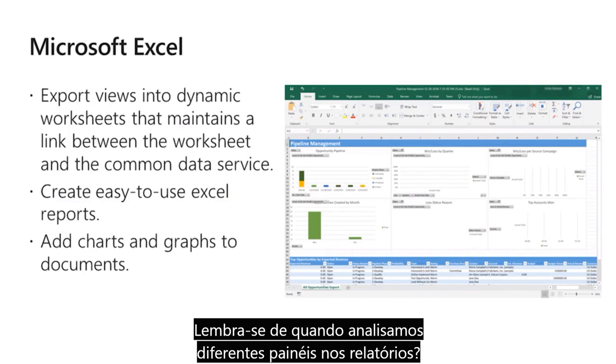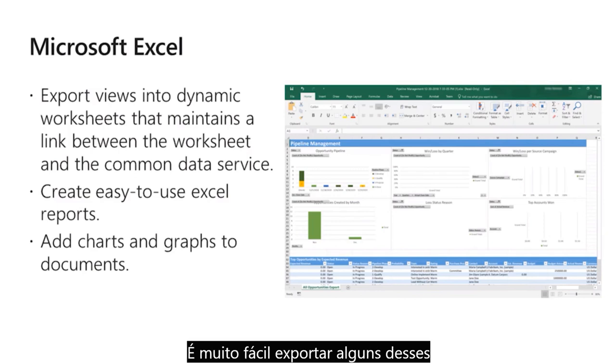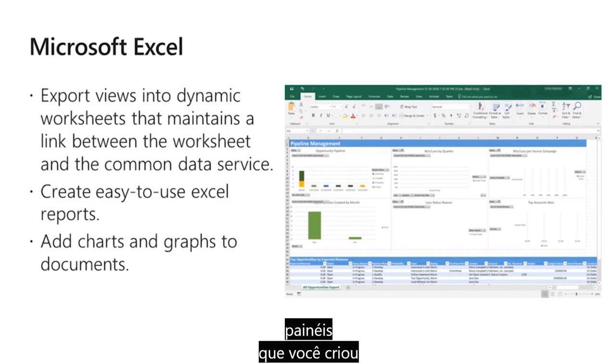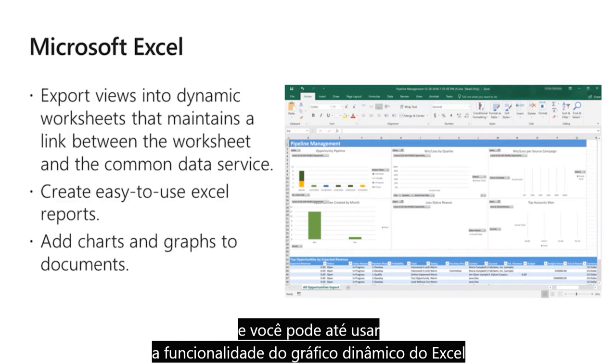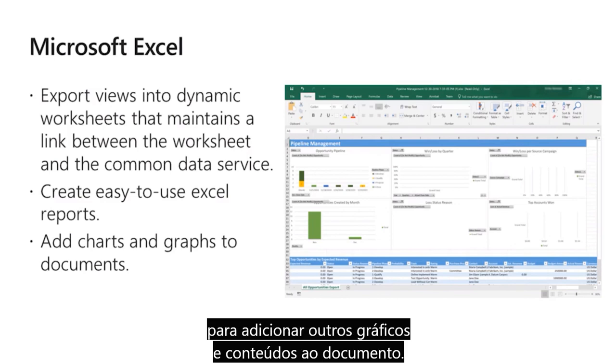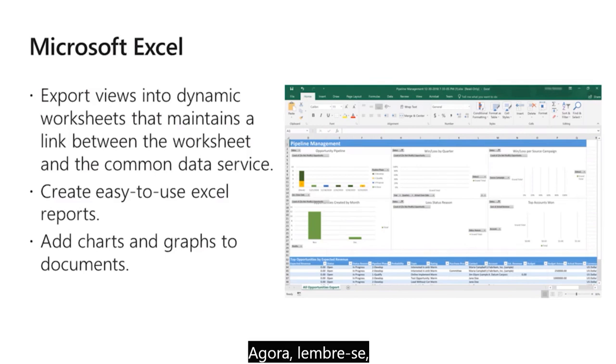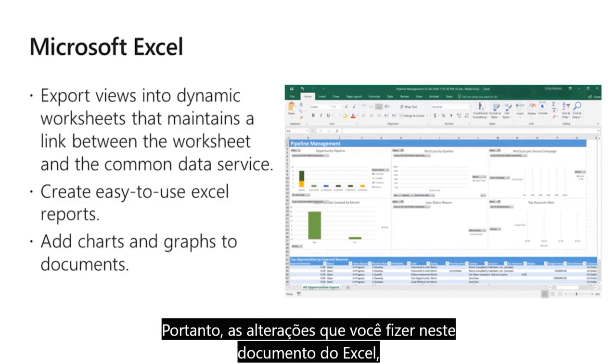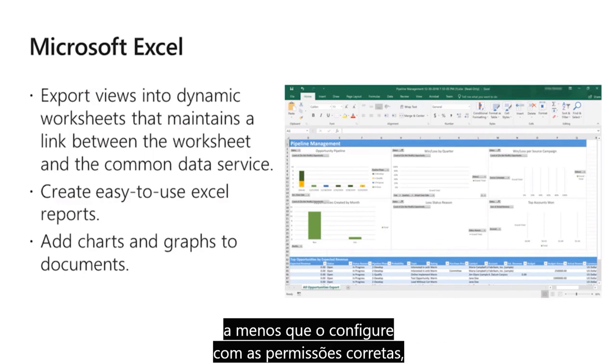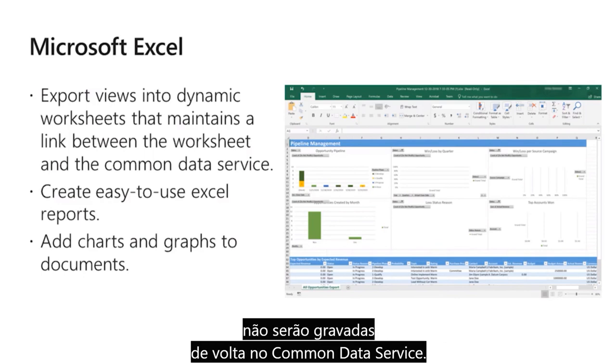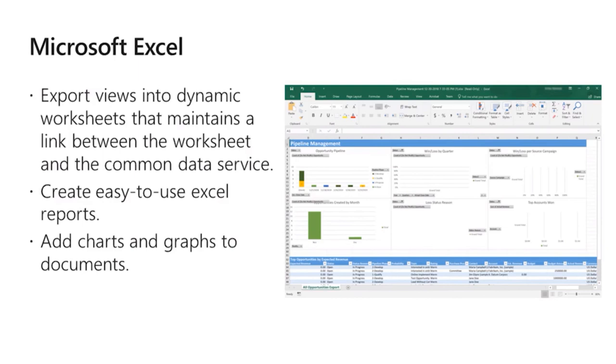Remember when we looked at some of the different dashboards and the reports? This is really easy to export some of those dashboards that you created into Excel. And you can even use the Excel pivot chart functionality to add additional graphs and content to the document. Now, remember, depending on how you set it up, this is going to be a static report. So any changes you make in this Excel document, unless you set it up with the correct permissions, will not write back to the Common Data Service.